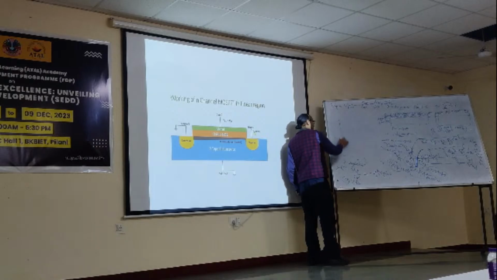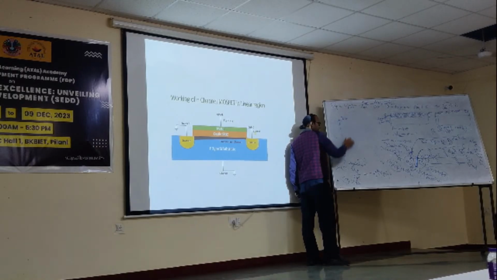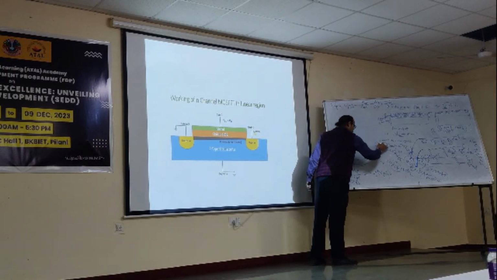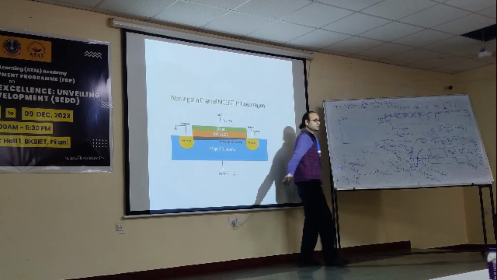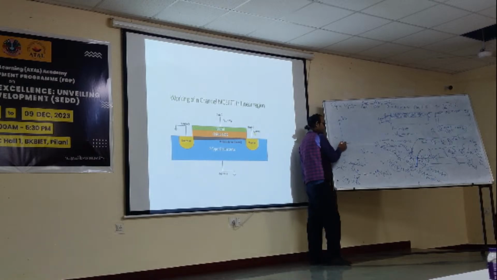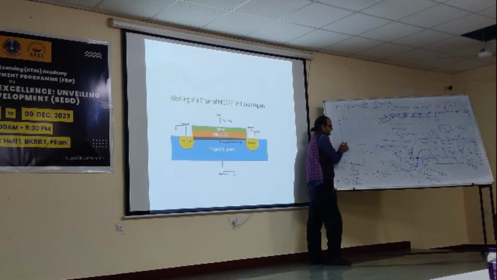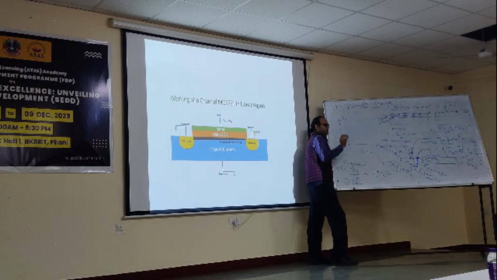If I want to plot ID versus VDS, although the source voltage is already zero, what will happen? When the drain voltage was zero, nothing was happening, right? I have applied a small drain voltage. Suppose I have reached up to this point, so the current will start increasing. It is not exactly linear, but we can approximate it to be linear.